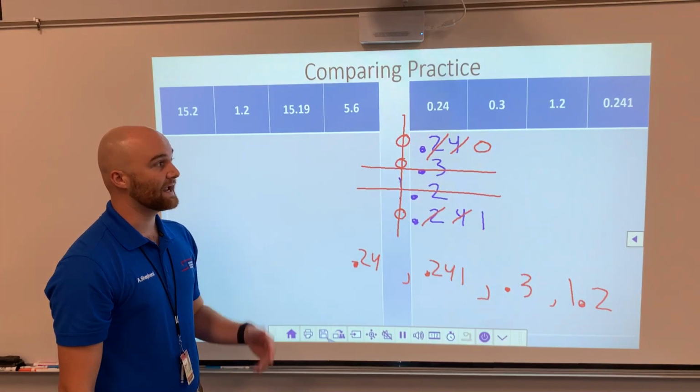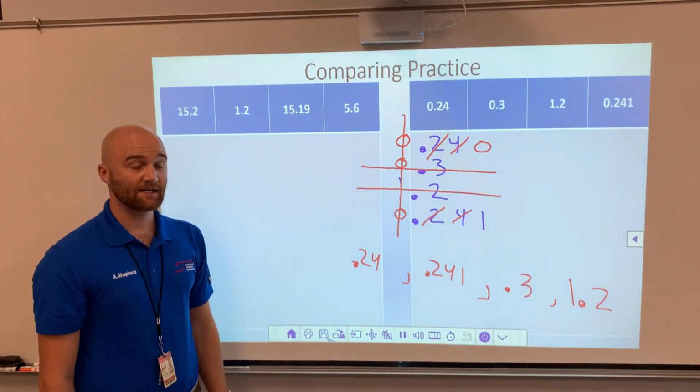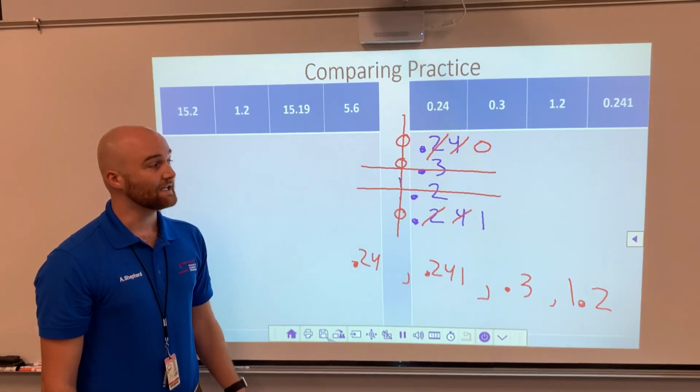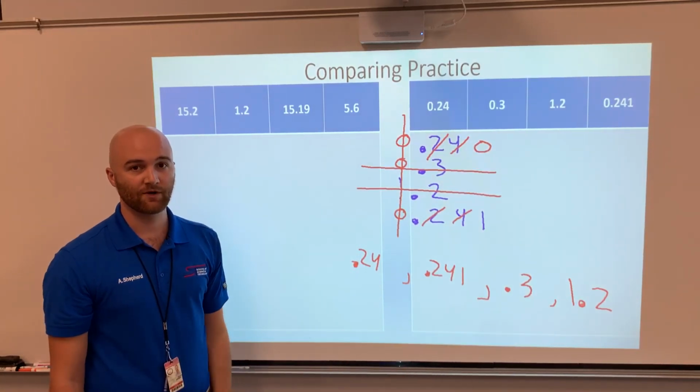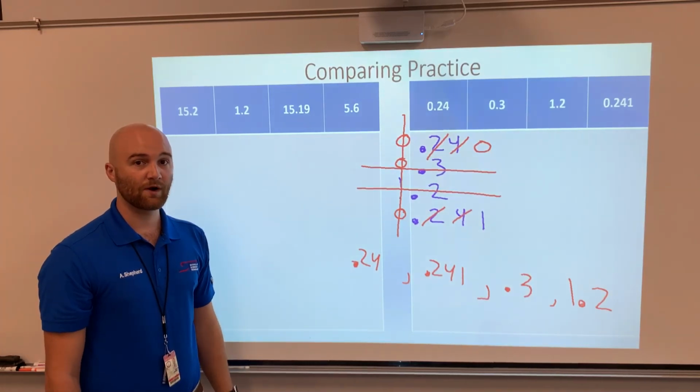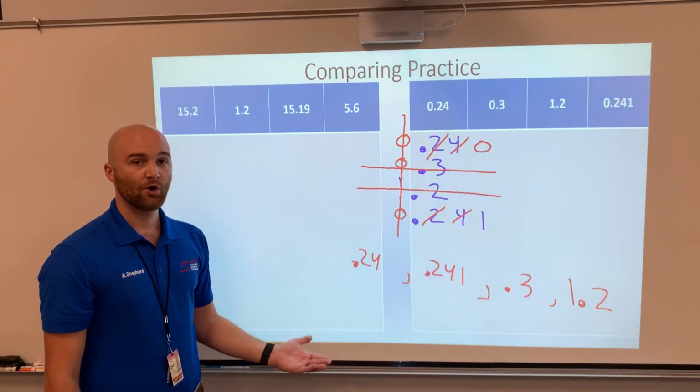Now I've been able to compare these decimals. First thing I did was I lined them up. Then I went left to right, comparing them. If there was a tie, I skipped it and moved on. If one of them was larger than the other, I knew where it went, whether it was smaller or greater.